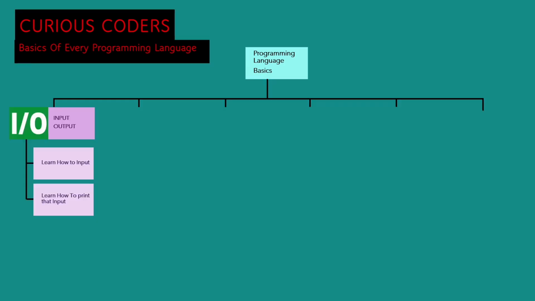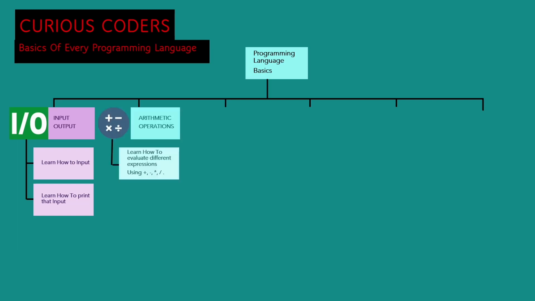So the first concept is input and output. First we need to know how to input in any programming language and then to provide the output according to it. For example, input is done by using Scanner in Java and cin in C++. So that's the difference, but the concept is the same for every programming language.